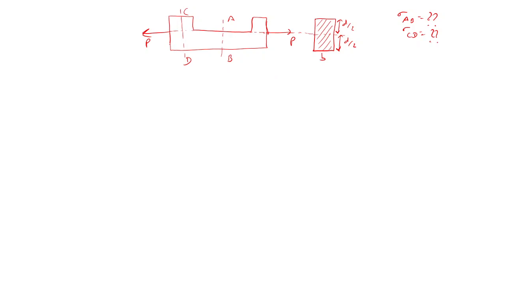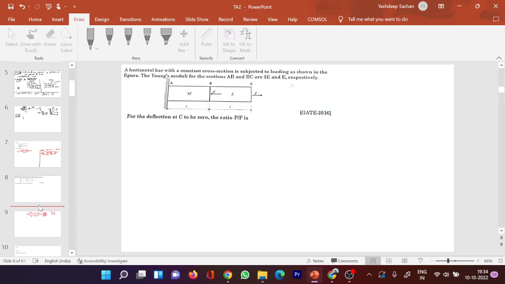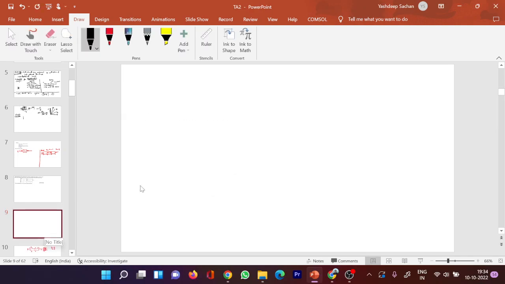Before this I want to tell one more thing. Let's suppose one body is there, and this is the center line. One force is passing from here and its cross section area is A. So what would be the stress here? For any cross section, if it is prismatic, sigma would be P by A, right?